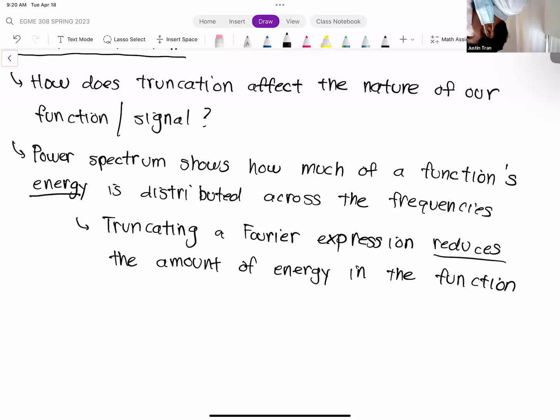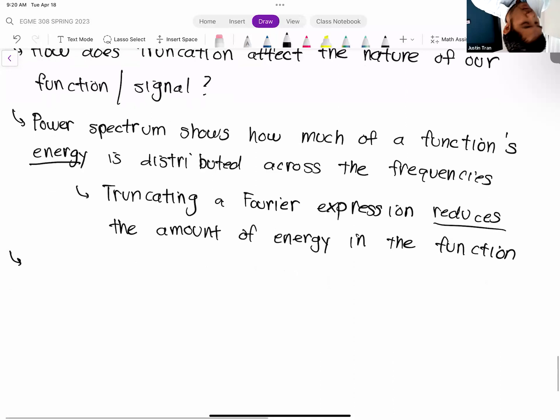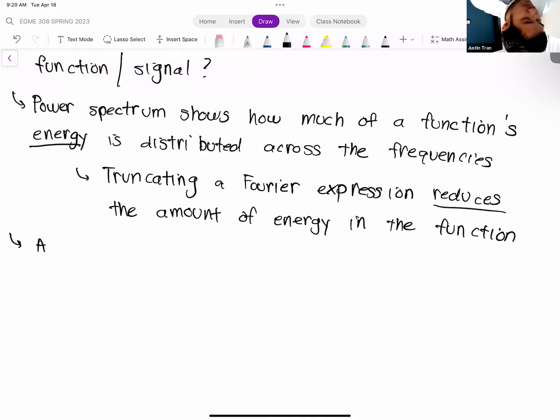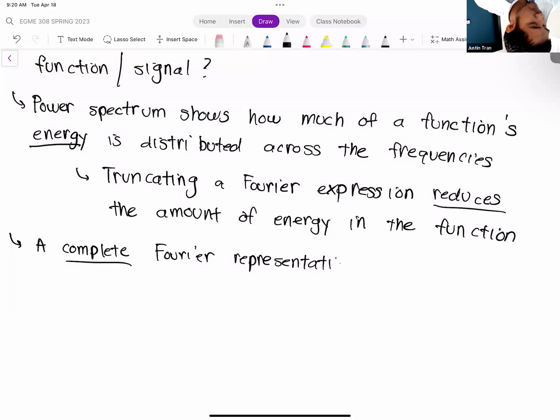Another way to state this, the more traditional statement of Parseval's theorem, is: a complete Fourier representation of the function must include all the associated frequencies and terms associated with that Fourier representation, all the way up until infinity.